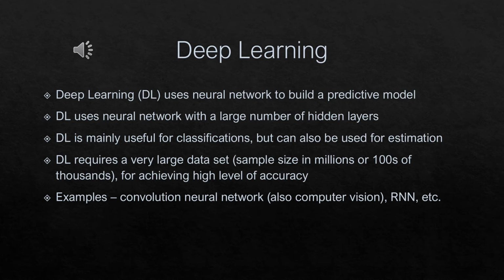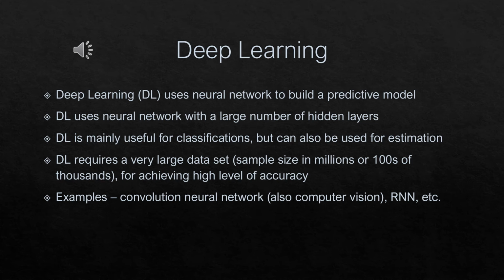So basically, it is not just one input layer and one or two hidden layers and one output layer. Of course, the input layer is going to be single, and the output layer is going to be one. But in between, we have multiple hidden layers, and it's basically used for classification, but can also be used for estimation, or to estimate the numerical value of the output.